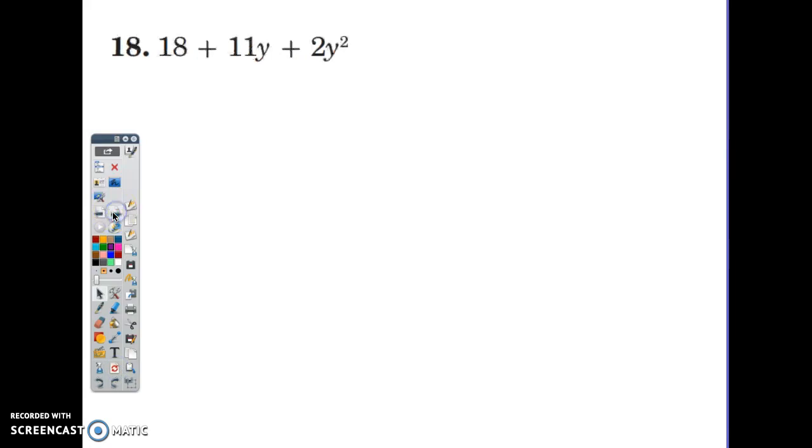We're going to do number 18 now. You need to write it down. But I need you to notice that this is not in the correct order. It's not in the correct order. No está en el orden correcto. It's backwards, right? This one goes first, then this one, then this one. So you need to be able to put it in order of degree. So we're going to rewrite it. It's 2y squared plus 11y plus 18. Okay? And then we can put it in our box.